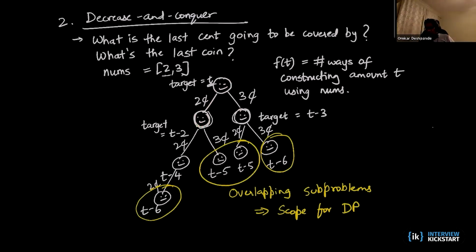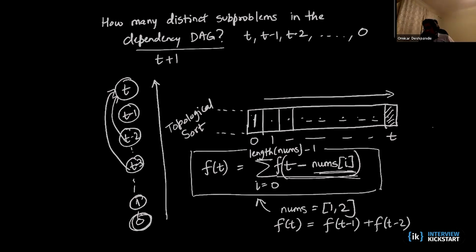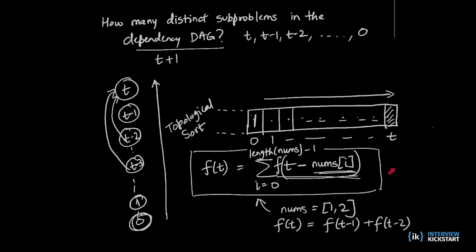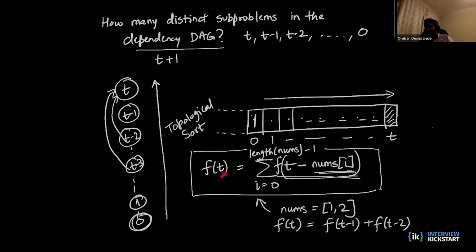So the structure was very similar to what we have here. Instead of sigma, we would have min, and we would also have a plus one here too, because you, as a lazy manager, will add one more coin.